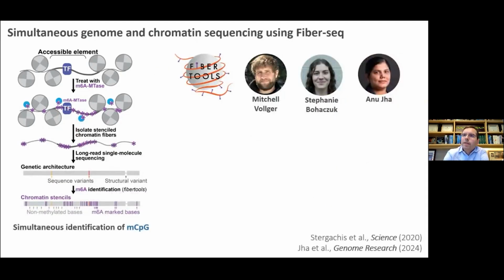We can then isolate these stenciled DNA molecules and sequence them using long-read sequencing approaches, which enable us to not only uncover the underlying genetic sequence of that long DNA molecule, but also a precise map of where proteins were bound along those molecules in the form of these m6A marked stencils. In addition, we also get CpG methylation information, which is read separately from the actual m6A methylation information. Both of these are natively obtained on long-read sequencing technologies.